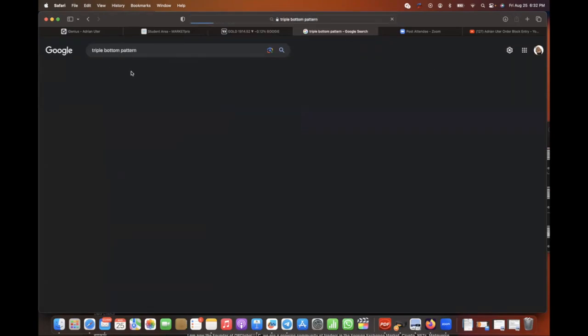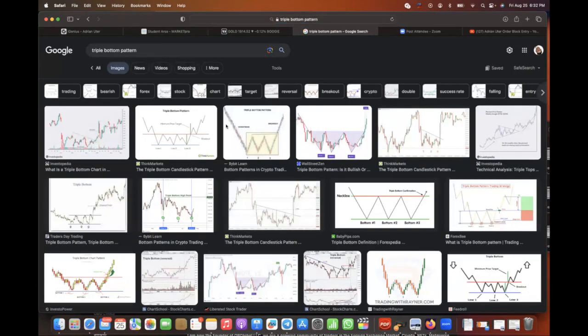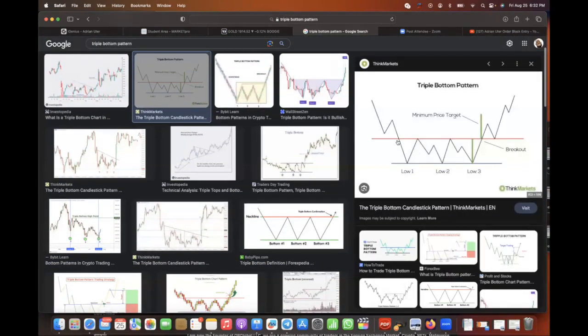So we got new people. I love to pull it up on the chart so you guys could see it. All right, so this is what a triple bottom pattern is going to look like, family. We're going to have 1, 2, 3. So when we have more hits like this, this zone becomes a lot stronger.